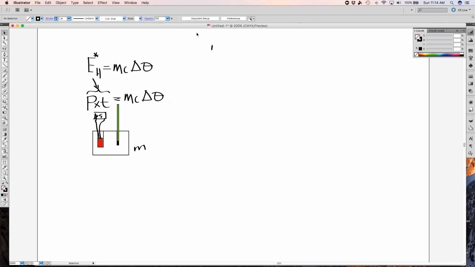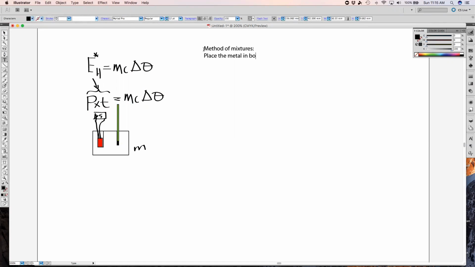Second method is a method of mixtures. And what basically you're going to be doing is you're going to place the metal in boiling water for a few minutes. And then you will transfer it to a styrofoam cup that has a mass M of water with a measured temperature. So basically, I'm not going to go into too much detail in this.